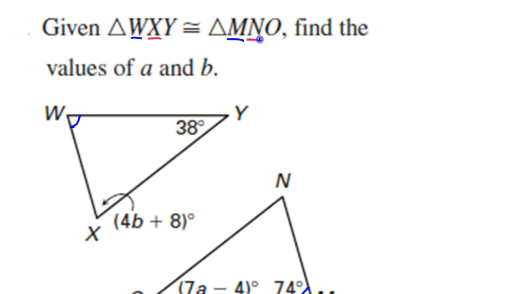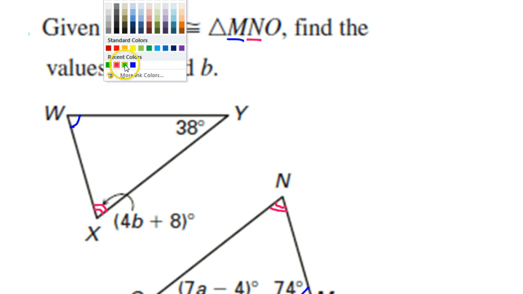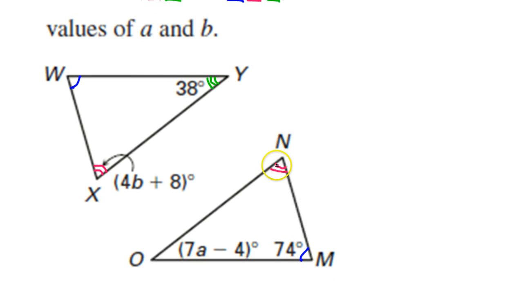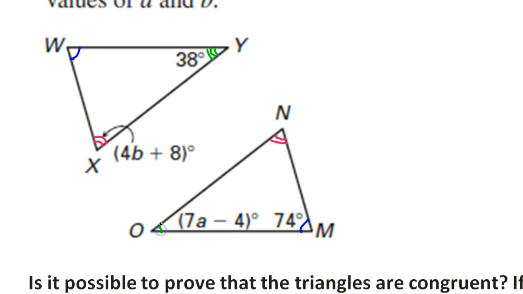So like X and N are congruent. So X is congruent to N. All right, and that leaves the third, which means Y is congruent to O. Okay, so let's see what we have here.